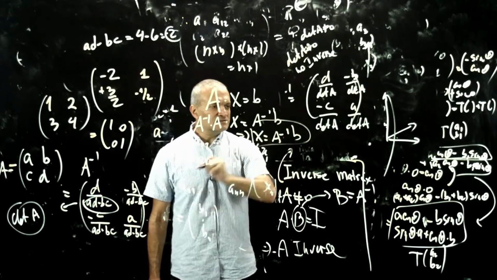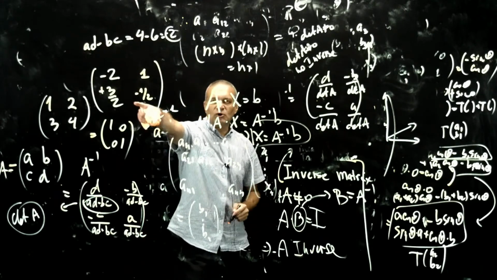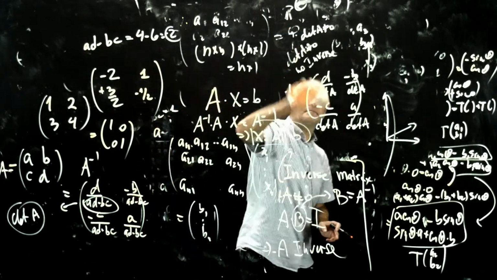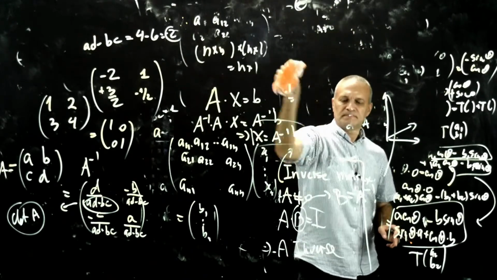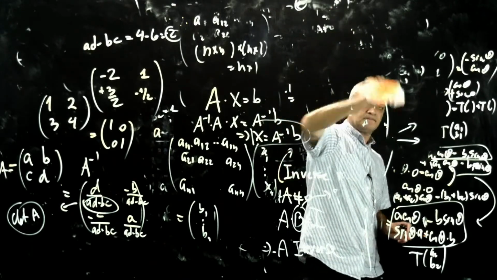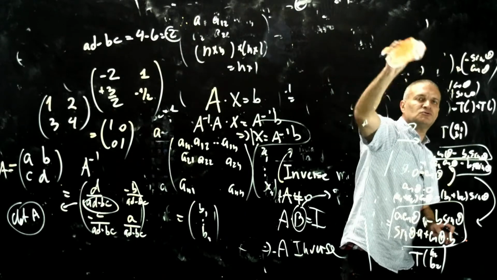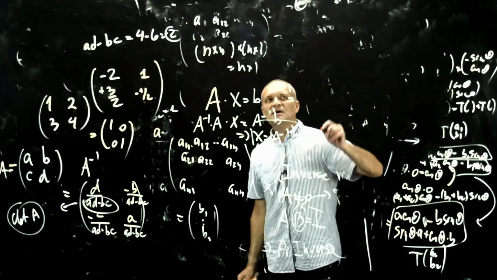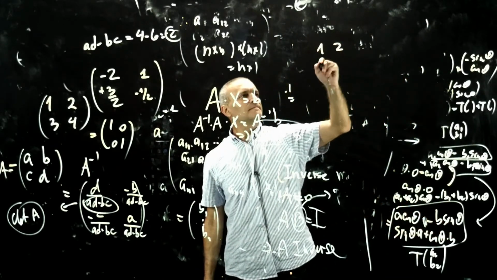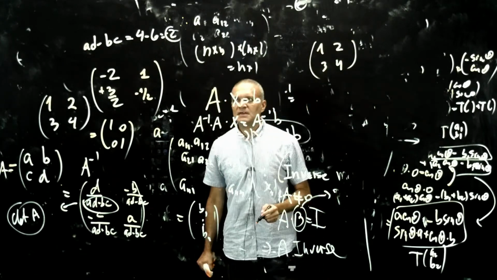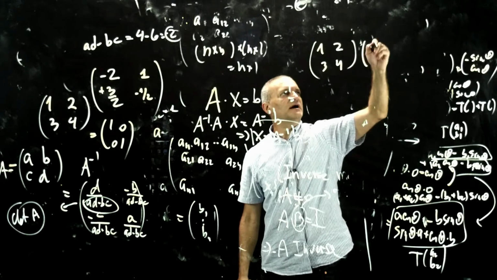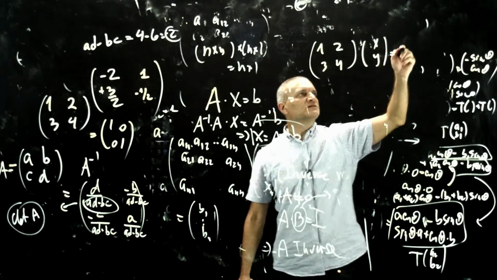It's very convenient. Okay, going back to this example, say you want to solve now the matrix 1, 2, 3, 4, times x, y, equals, let's say, 7, 8.